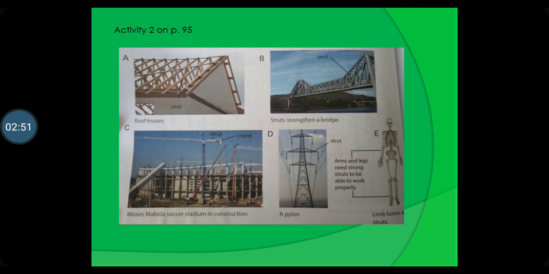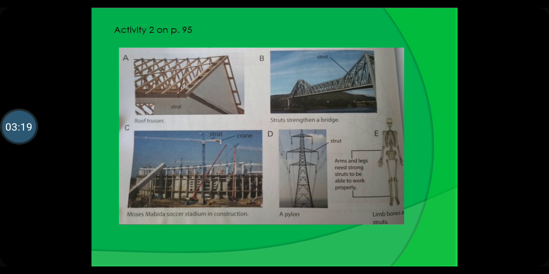So now here on page 94, you can see there's the A, B, C, D, and E. So there are different examples of struts, and all of them are actually triangular shaped. Okay, so now let's have a look at activity 2. So activity 2 says you need to look at these 5 pictures, A, B, C, D, and E, and then you need to answer the following questions.